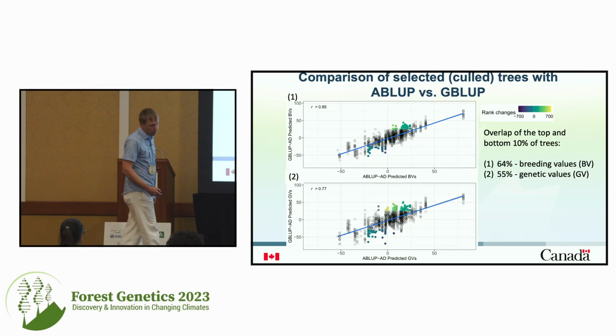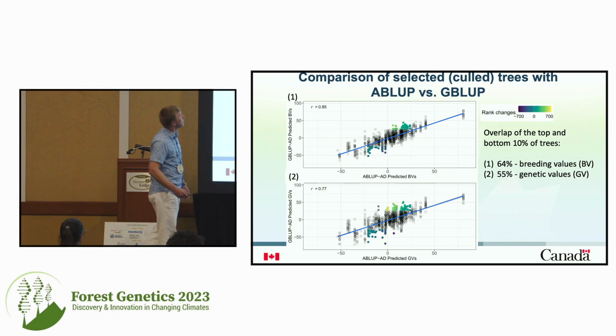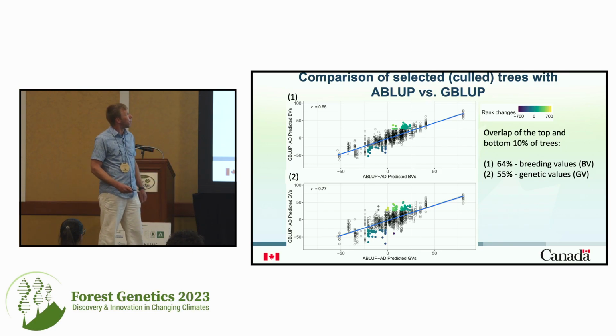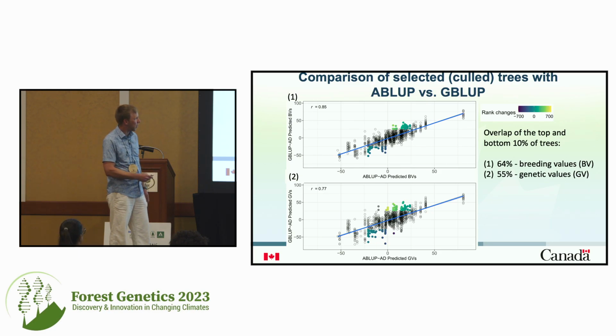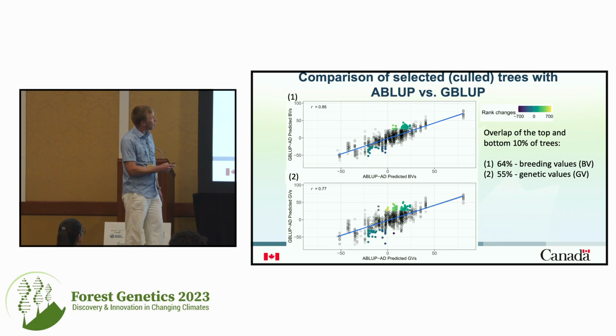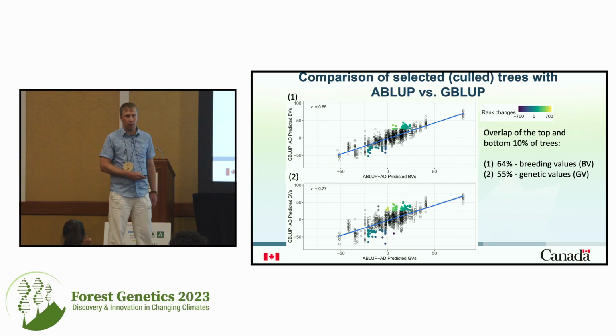The last slide of results that I'm putting up here is the comparison between pedigree and genomic-based estimates of breeding values. Here are the ABlob estimates and the GBlob estimates. This is breeding values, this is genetic values. And these colored dots are the trees that you would retain when selecting based on GBlob, but that you would cull, or not retain, based on ABlob.